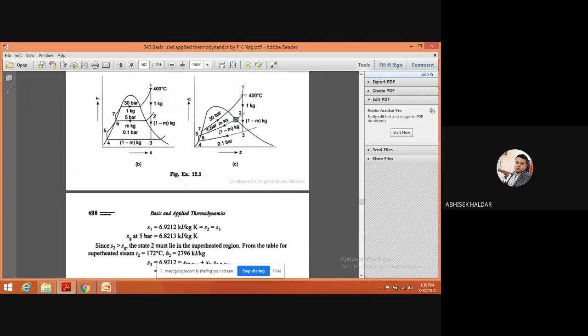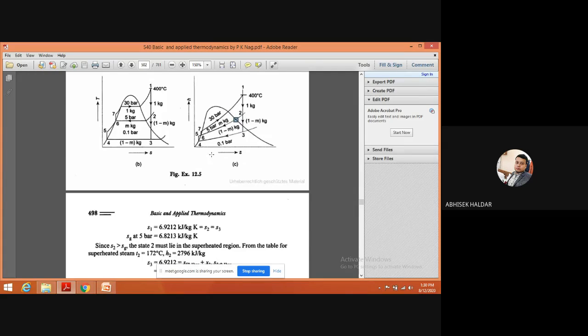So this 5 bar is the pressure. Sg, the suffix g, stands for the saturated vapor. That means on this line, at this point, what is the value of s? Obviously this value I can get from the steam table. Now you can just compare: s2 value is 6.9, which is larger than 6.8.